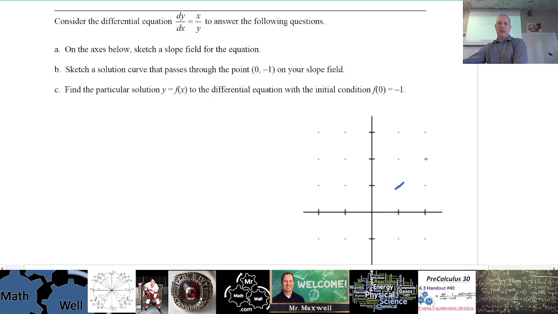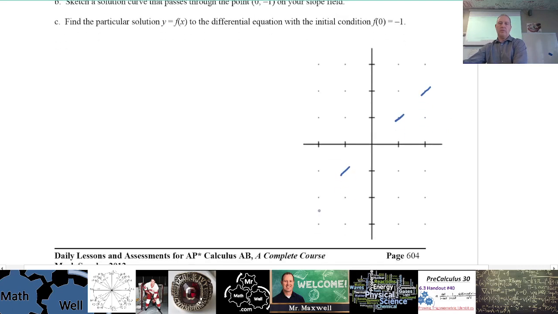Excellent. Look at this. 2 divided by 2 is 1 as well. Negative 1 divided by negative 1. So here I'm finding some patterns right away. Those ones all should be slope 1. And then you can move out from there wherever you determine.